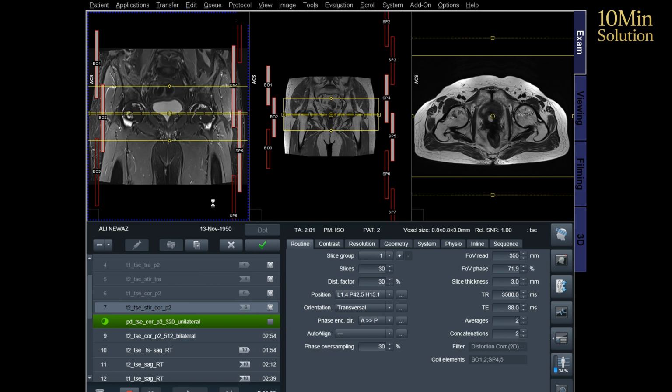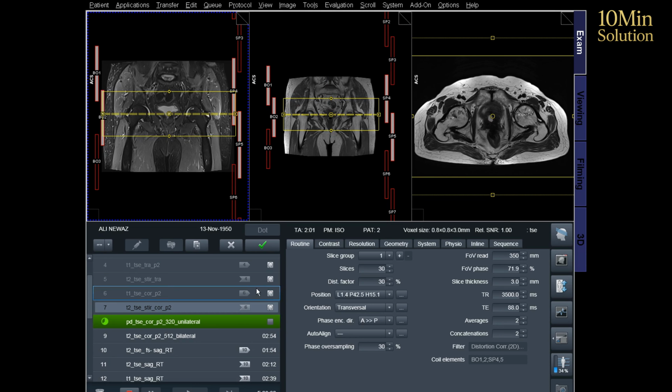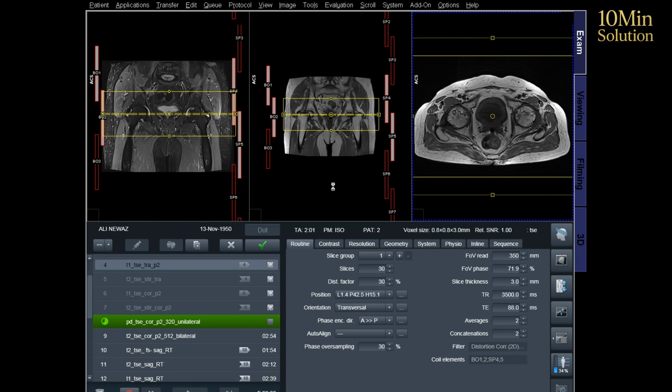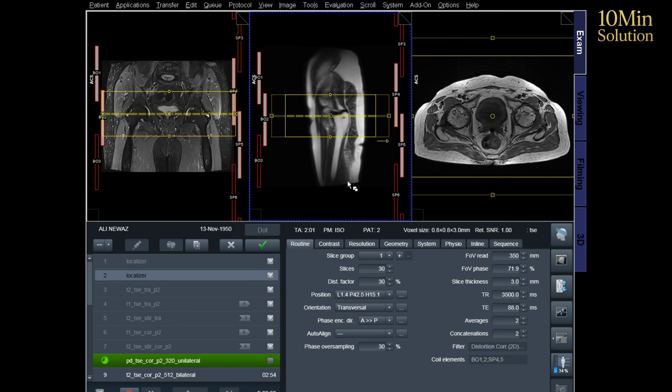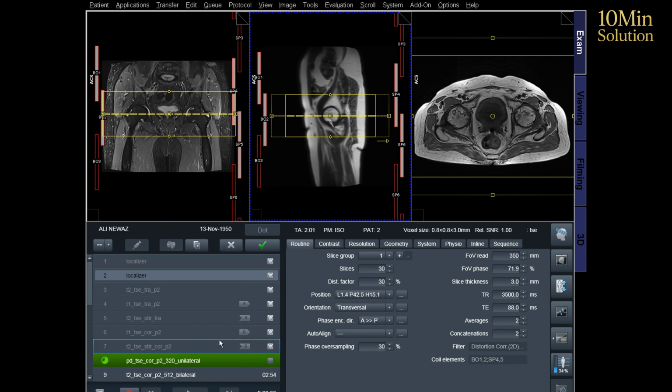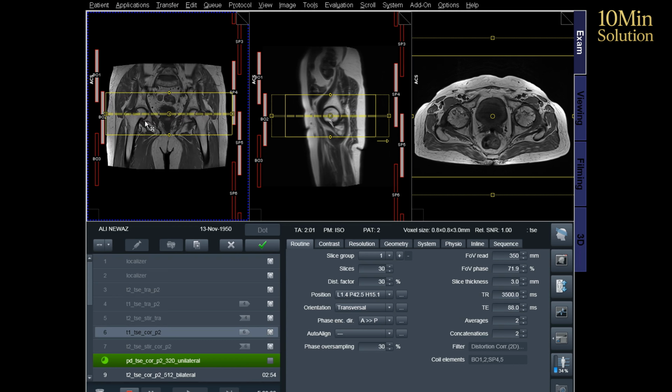T1 TSE, Axial Planning. Plan the axial slices on the coronal plane and angle the positioning block parallel to both the right and left femoral heads. Check the positioning block in the other two planes. Ensure an appropriate angle is maintained in the sagittal plane, which should be perpendicular to the femur.